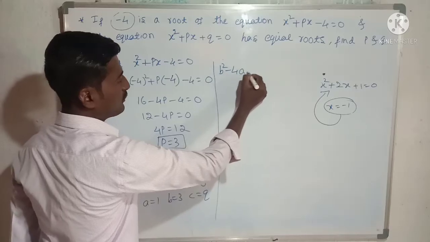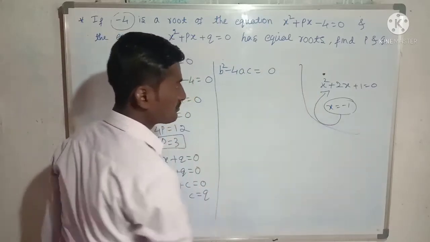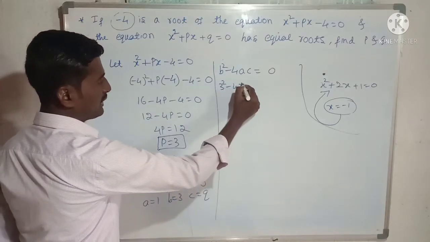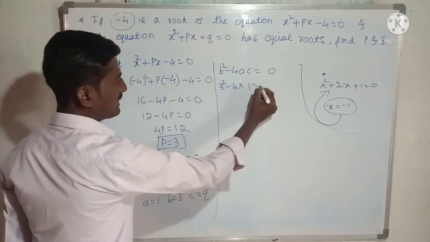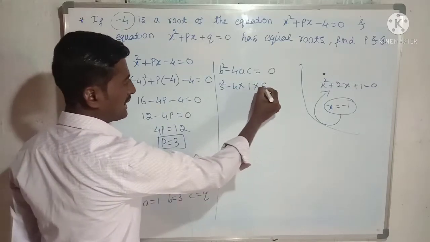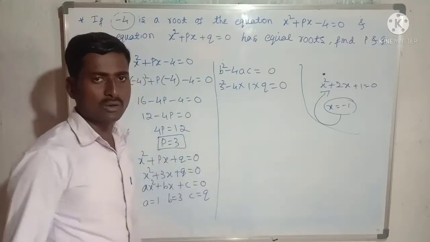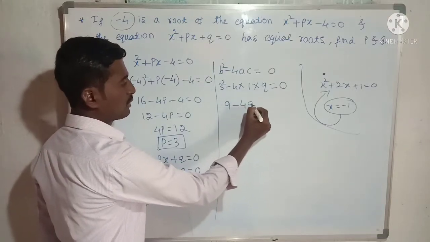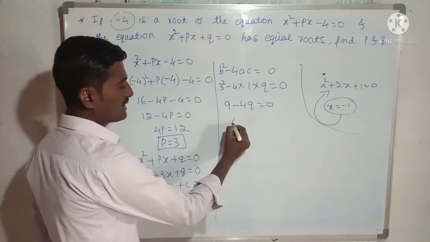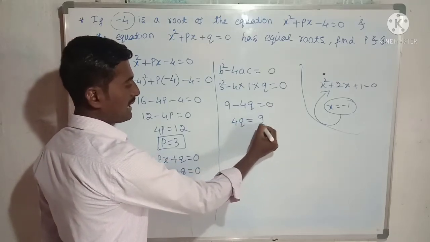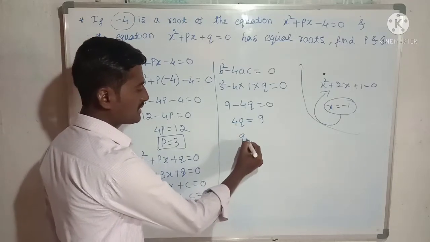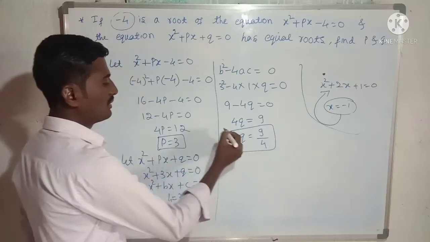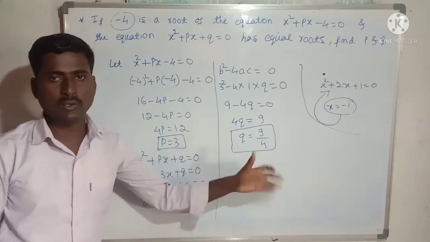Discriminant b square minus 4ac is equal to 0. Now b value how much it is? 3 square minus 4 into a value is 1 into c value how much? Q. That we have to find is equal to 0. So 3 square it is 9 minus 4q is equal to 0. Now what you will get? 4q is equal to 9. So q is equal to how much? Q is equal to 9 divided by 4. Now we got the value of p and q.